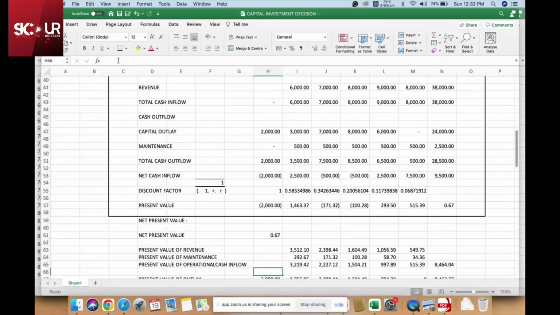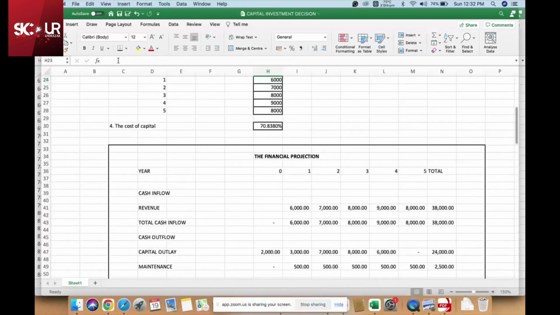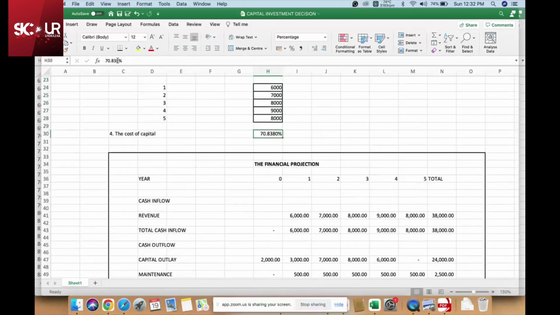This iteration process is rather time consuming, but this is the only way. But if you use your financial calculator, it will calculate exactly and immediately.